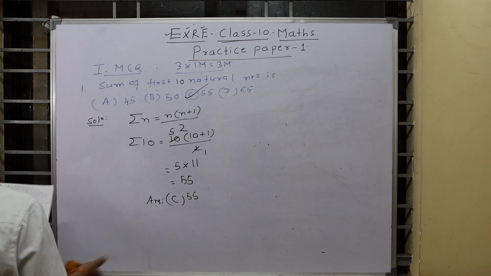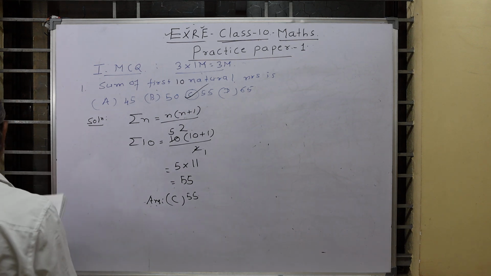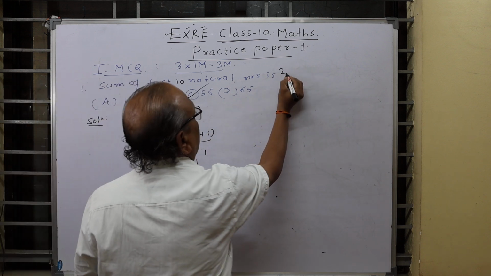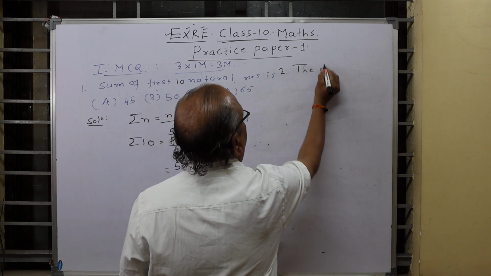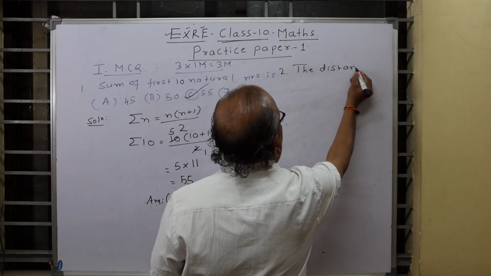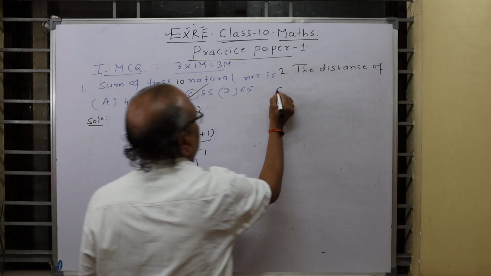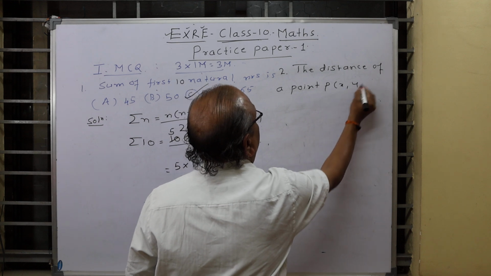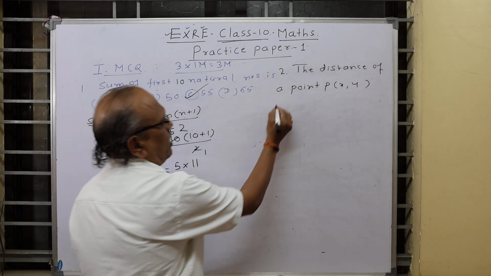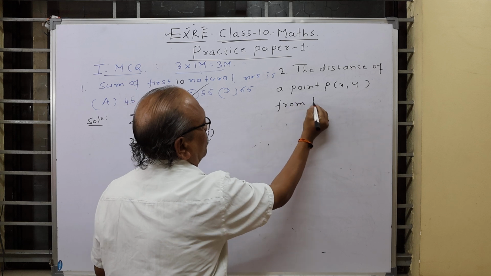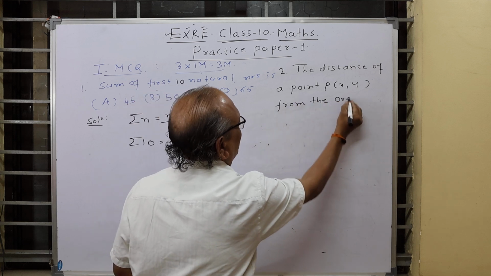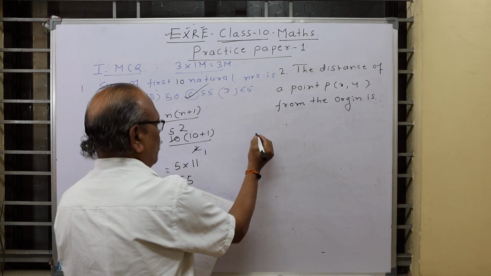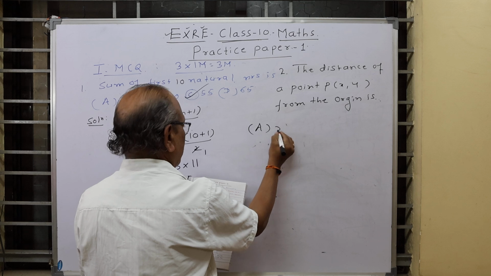The distance of a point P(x, y) from the origin. You know this formula, from the origin. Before giving the choice, I think you must have answered it. From the origin is, I'll give the options. By the time many of you must have solved it.